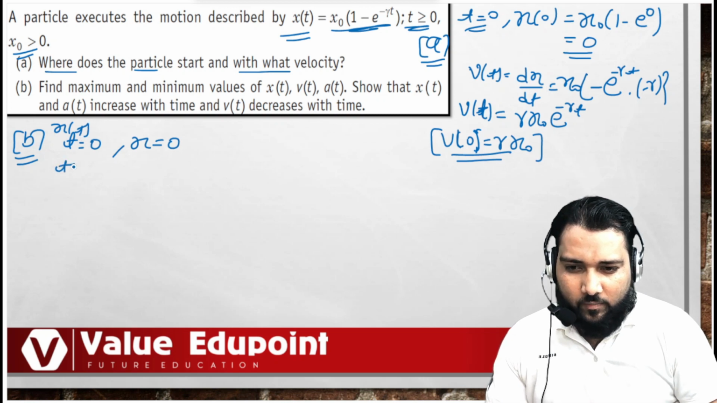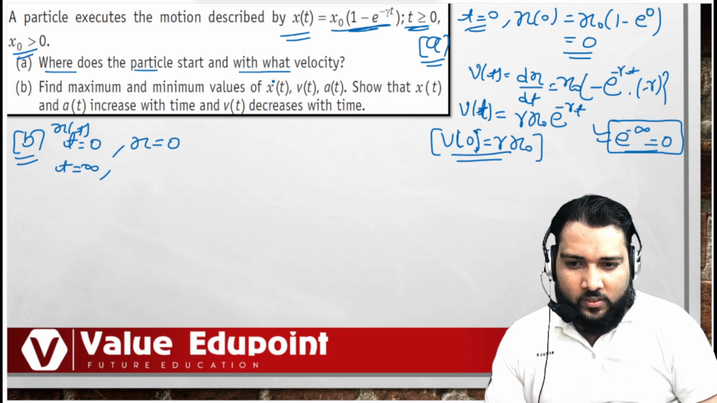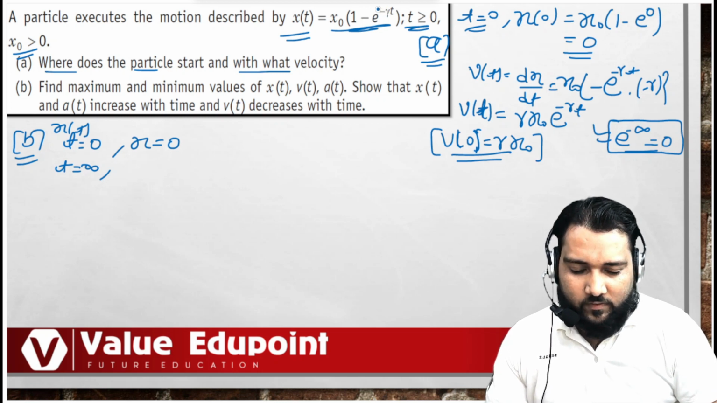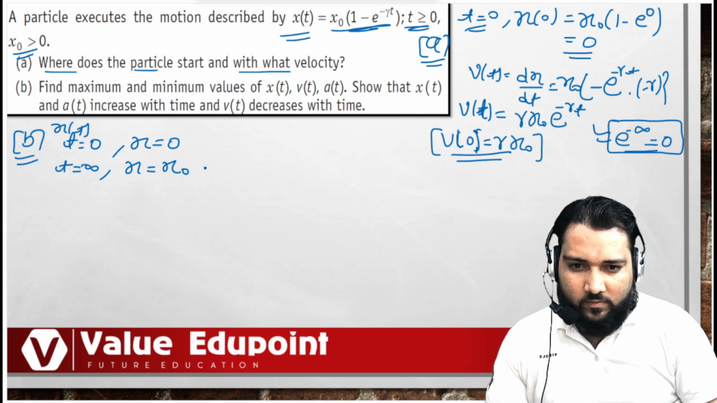Or when you put t equals infinity, remember this, guys: e raised to the power minus infinity will give the value 0. This is the additional information that is required in this question. So when you put t equals infinity, that becomes minus infinity, that will be 0. So one minus 0, so this will come out to be x equals x naught.